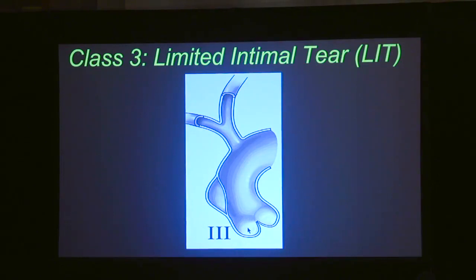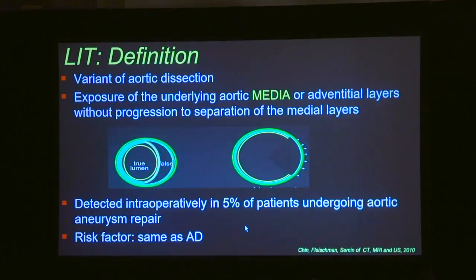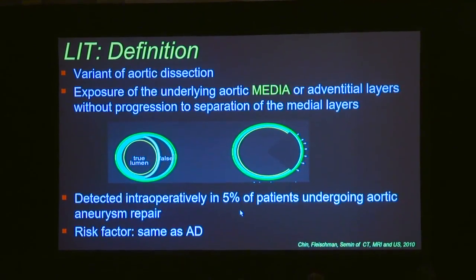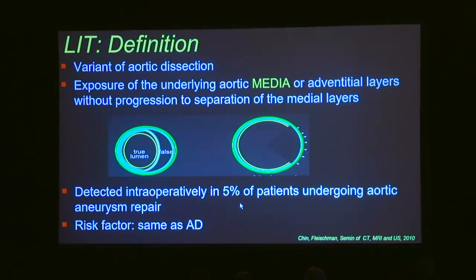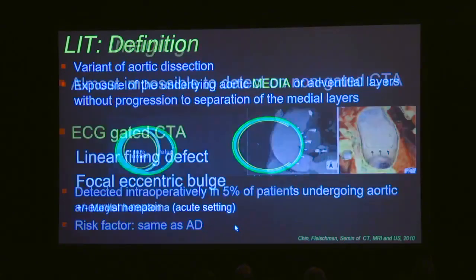So class 3, the limited intimal tear, is less well known, and this is because it's really difficult to see. It's a variant of aortic dissection, and it's just exposure of the underlying media, as you can see here, and then slight bulging of the wall. It's detected intraoperatively in 5% of patients undergoing aortic aneurysm repair, again suggesting that it's a spectrum.